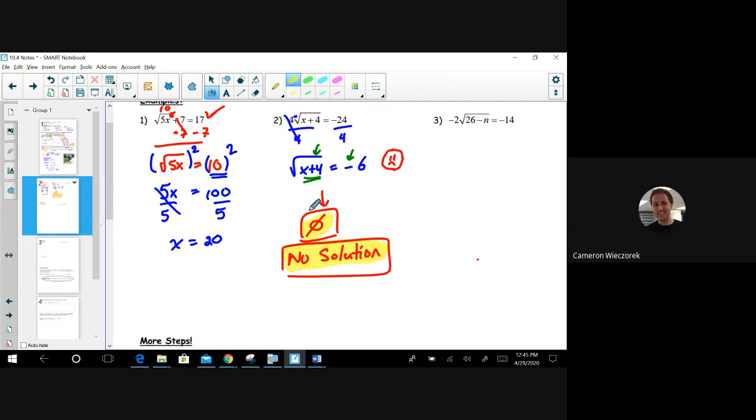And you don't want to judge it until the rad is by itself. I'm not judging it from the beginning. I'm judging it once I have the radical all alone.